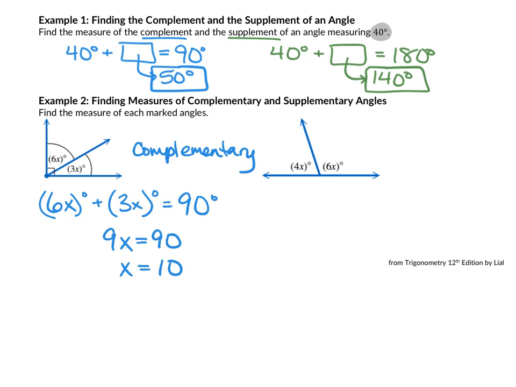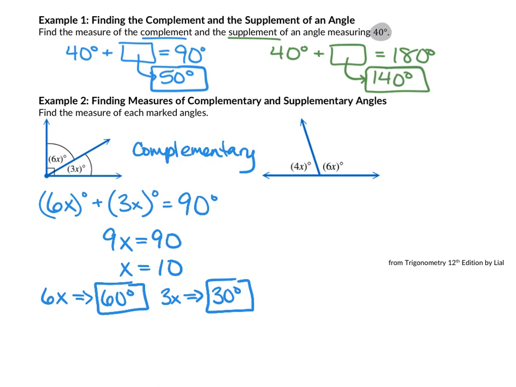which is not what it's asking for. It's asking for the measures of the angles. So if x is equal to 10, then 6x is going to be equal to what? 60 degrees. And 3x is going to be equal to what? 30 degrees. So those are my two angle measurements, 60 and 30. As a quick check in my brain, is 60 plus 30 90? Yes. Okay, we're done.